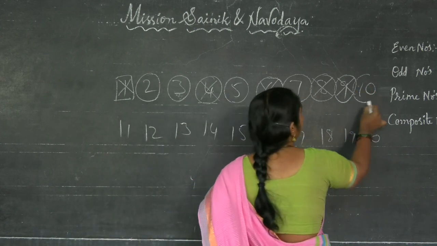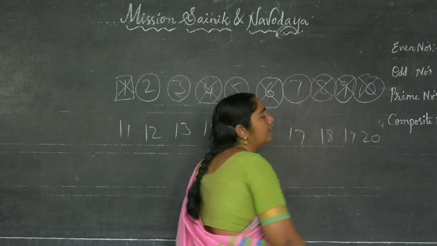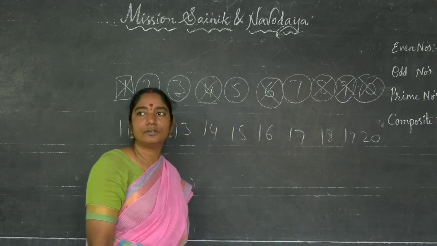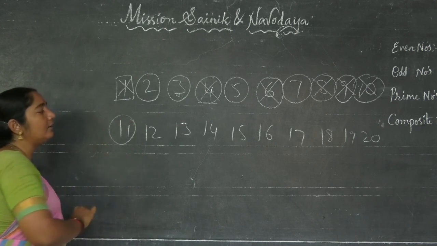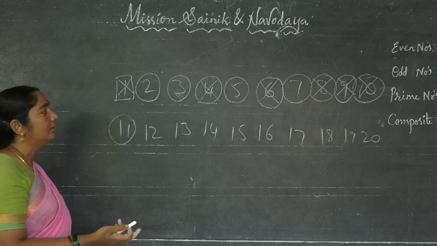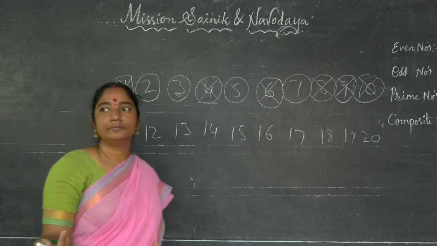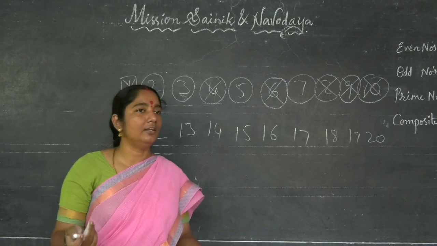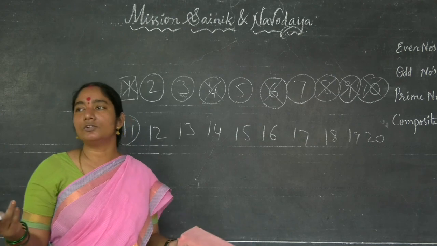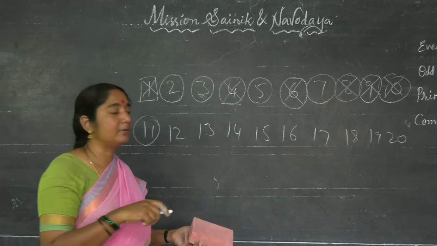10 also is a composite number, 2 into 5, 1 into 10. You can write it in this way. Okay, composite number. Now 11. You cannot write 11 in any other way except 1 into 11. So 11 is a prime number because there is no other way. You have to write 11 only as 11 into 1. That's all. So it is a prime number.